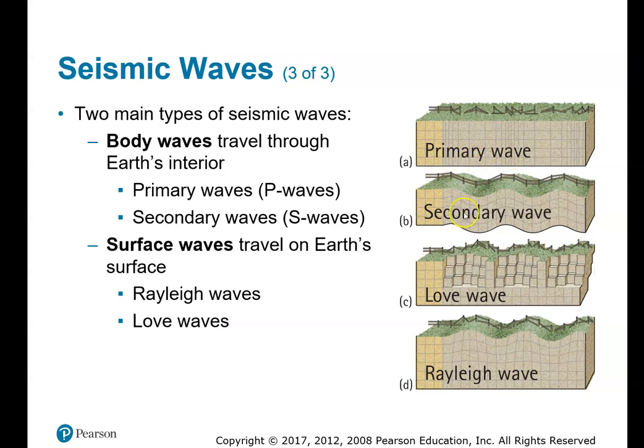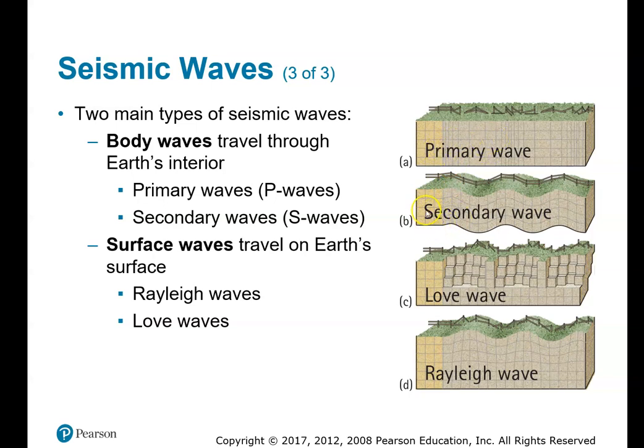The second fastest is, of course, the secondary wave. These are called P waves. These are called S waves. We're going to find out that P waves can travel through solids and liquids, but S waves can't. S waves can only travel through solids. S doesn't stand for solid, but this is the way I remember it personally: an S wave can only travel through solid, and P waves can travel through both solids and liquids.